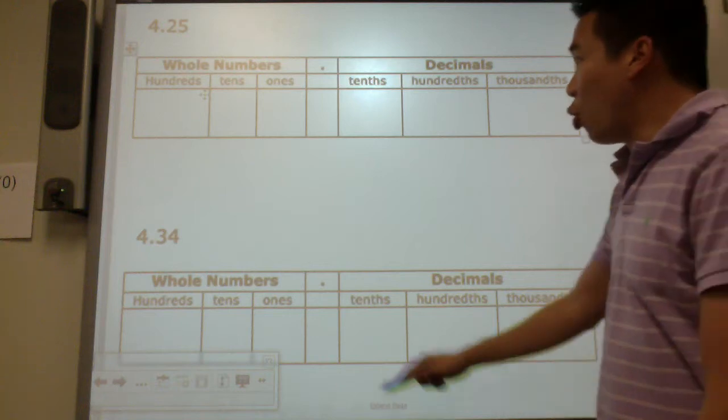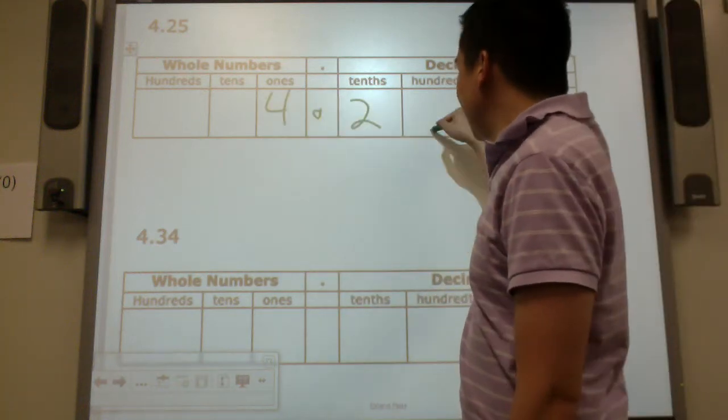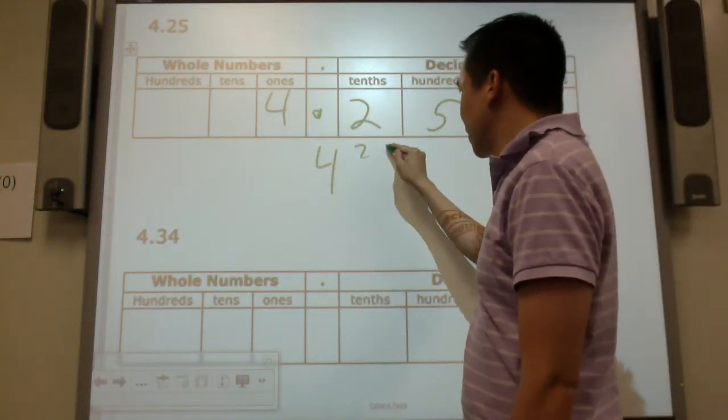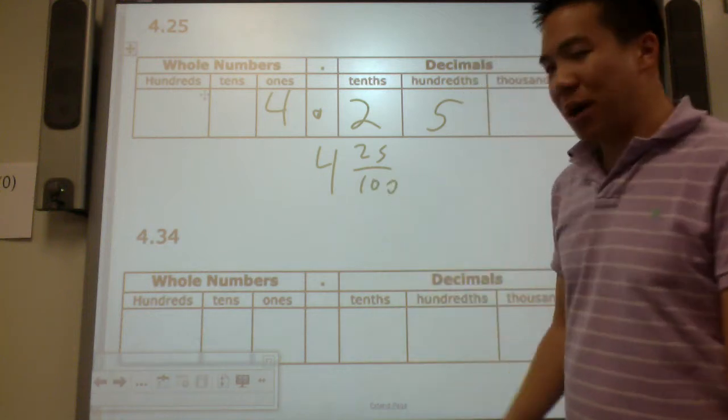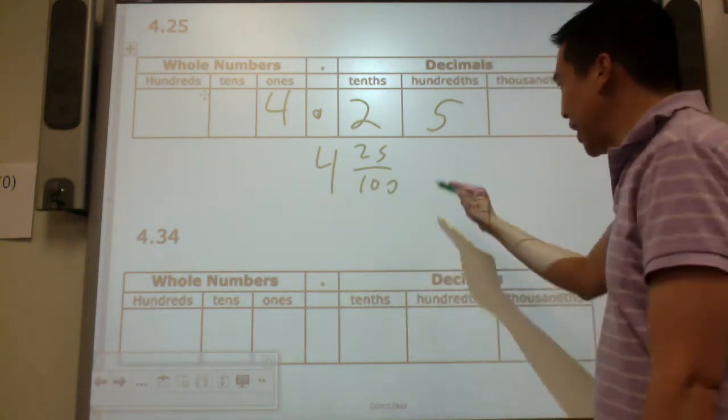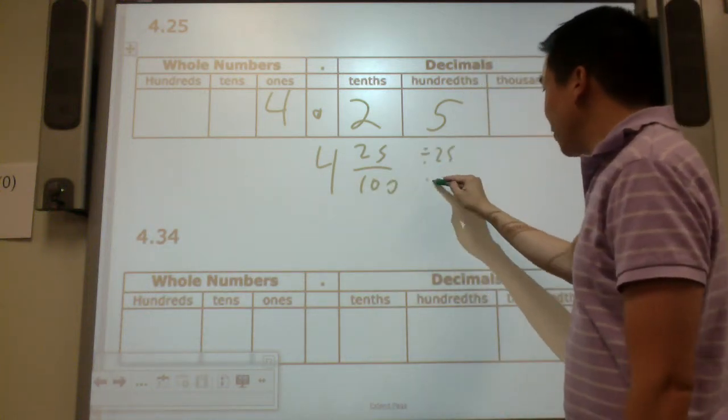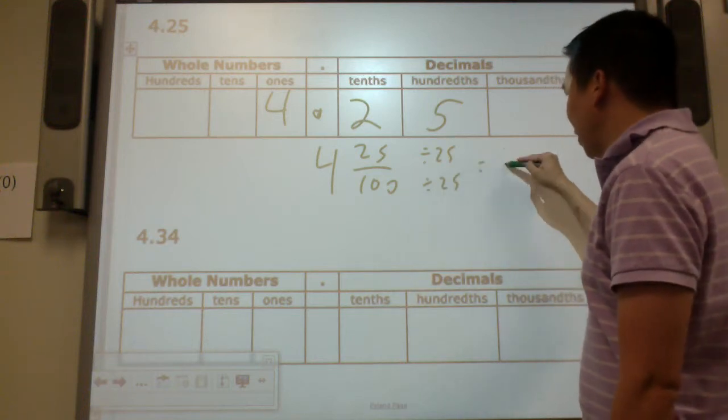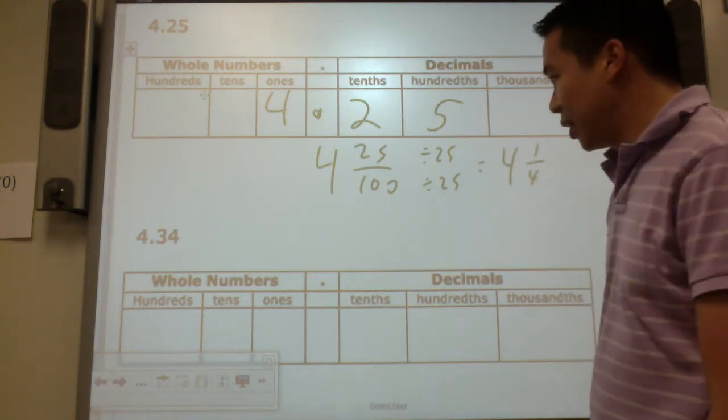Next one, 4 and 25 hundredths. Can you break this down and simplify it? Yes, you can. Divide both the numerator and denominator by 25. You have 4 and 1/4.